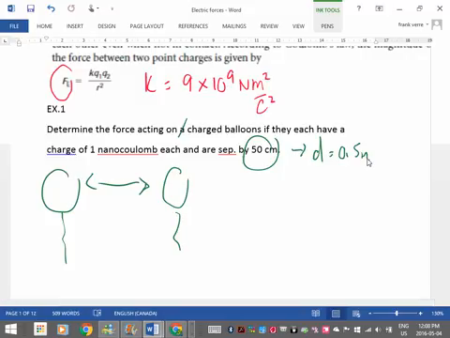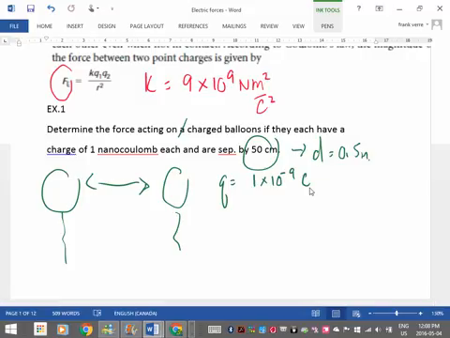Okay, what's a nanocoulomb? Very good. So a nanocoulomb would be 1, so Q would be 1 times 10 to the negative 9. Okay. So what would the force of attraction be? We're going to assume it's an attractive force. It could be a repulsive force.